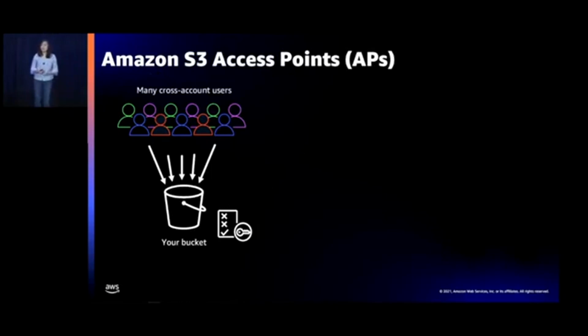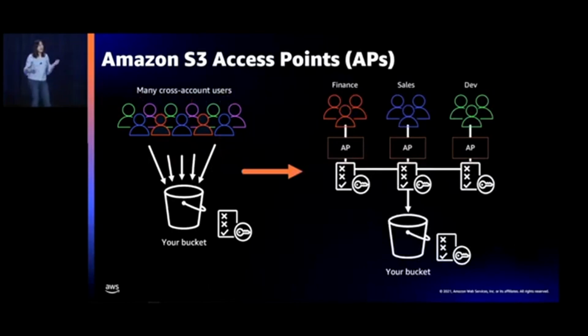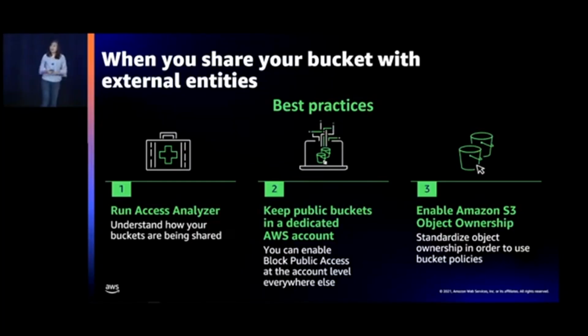Amazon S3 Access Points are a feature that helps you simplify access management for shared data sets. In a nutshell, you divide access to your bucket into separate access points for different groups of users. With today's launch, you should enable Amazon S3 object ownership and set that to Bucket Owner Enforced, so you can standardize object ownership within your buckets in order to leverage bucket policies.